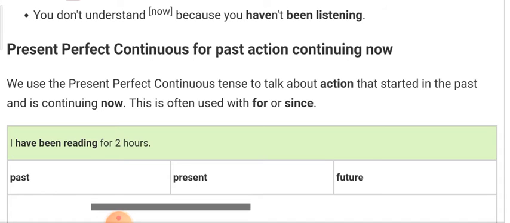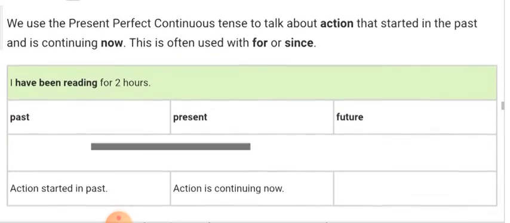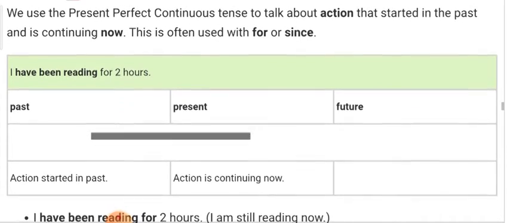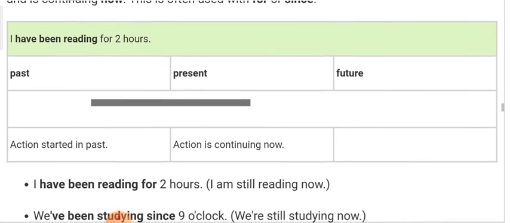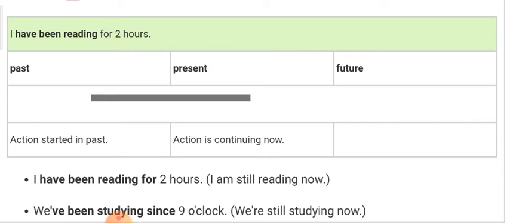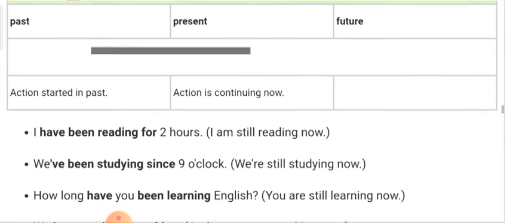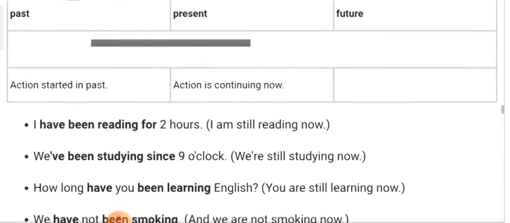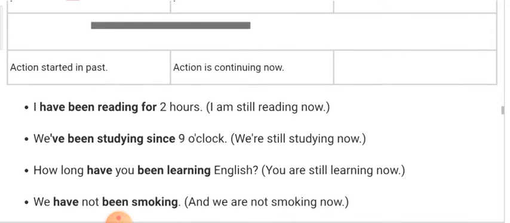Present perfect continuous for a past action continuing now. You may see that something started in the past, but that is still going on in the present also. But it will not continue to the future. If it were to continue to the future, there would definitely be something changing. Now you can see there, I have been reading for 2 hours. That means I am still reading now. For 2 hours I have been studying since 9 o'clock.